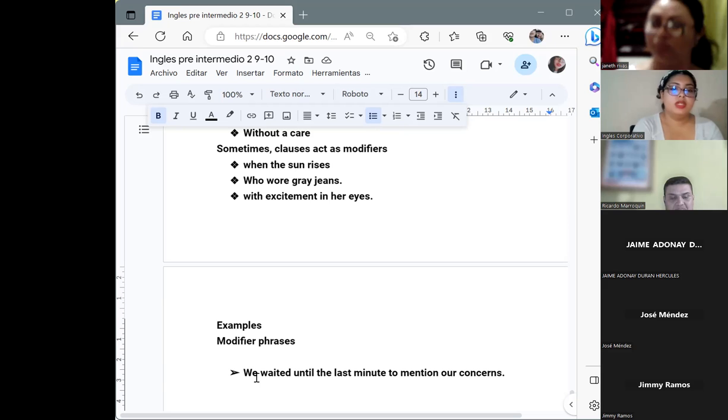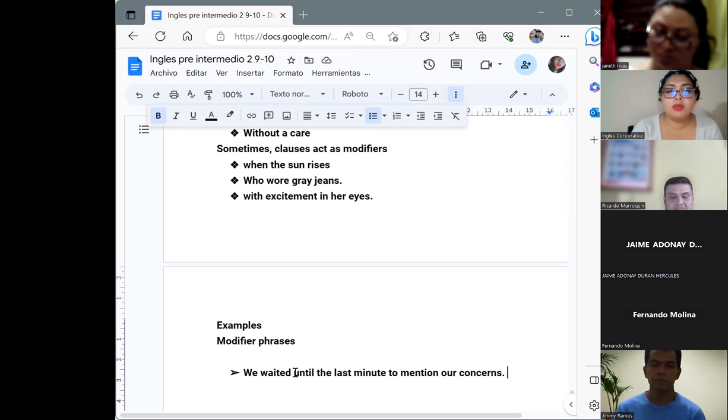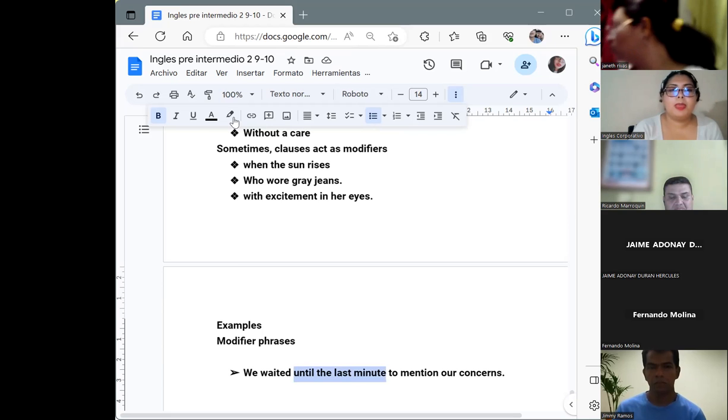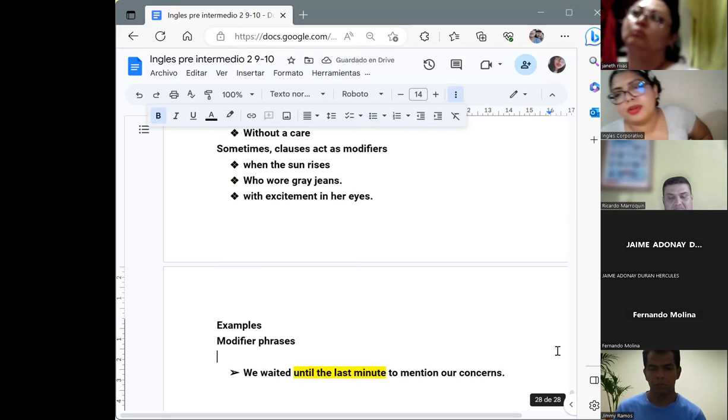Until. Va por buen camino, pero ahí falta algo más. Until the last. The last what? Minute. Exactamente. Toda esa frase es mi modificador. Until the last minute. Muy bien. Entonces, ¿por qué esta frase o esta parte de la frase es un modificador?